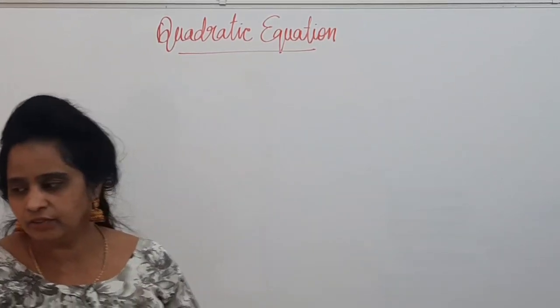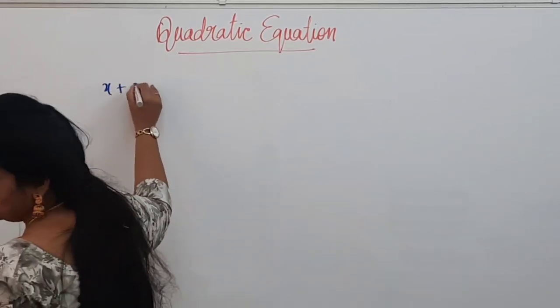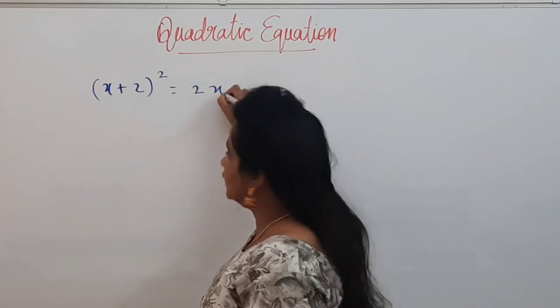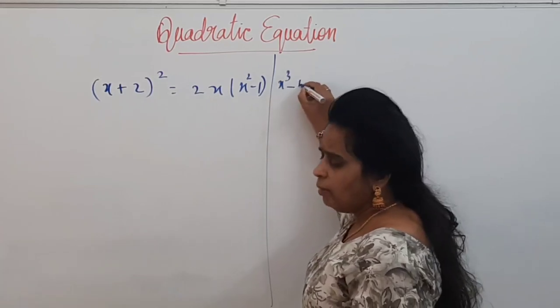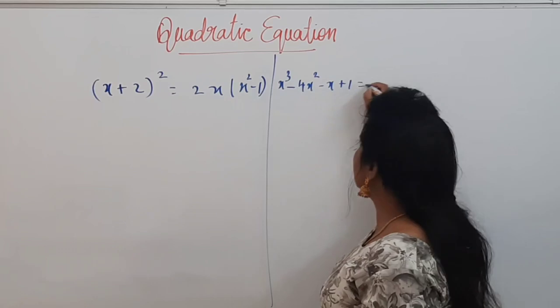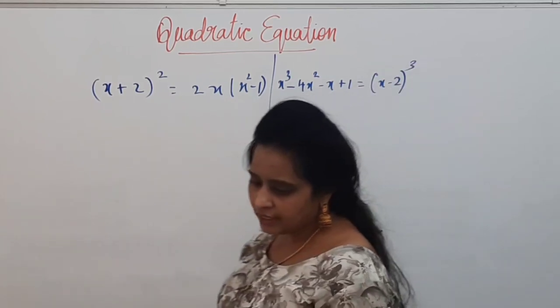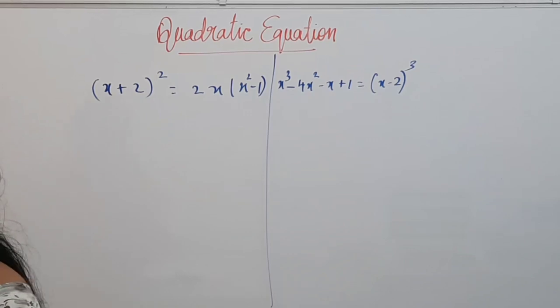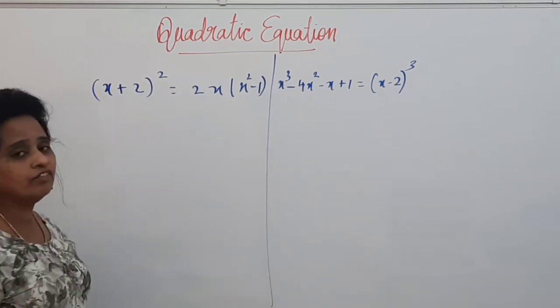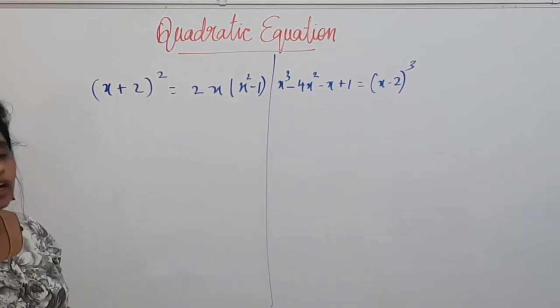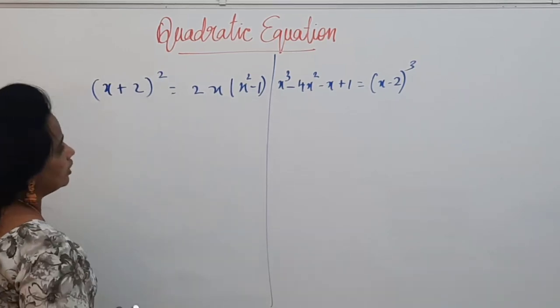No. Now, I'll give you some equations. The equations are (x plus 2) the whole cube is equal to 2x into (x square minus 1). The other equation I have is x cube minus 4x square minus x plus 1 is equal to (x minus 2) the whole cube. I am considering these 2 equations. In these 2 equations, you must understand that just by looking at them, they have the power 3, so they are cubic polynomials. No, do not conclude like that. We have to go for simplification. When you are given an equation, go for simplification, get the final equation, and then conclude whether it is quadratic or cubic. Now, please let me go for simplifying this equation.